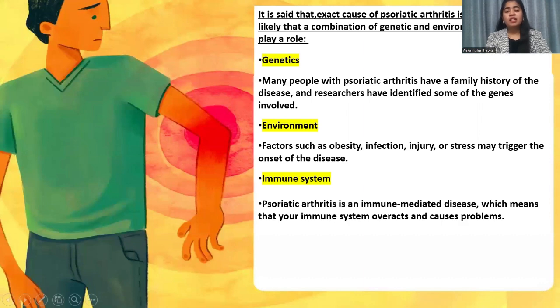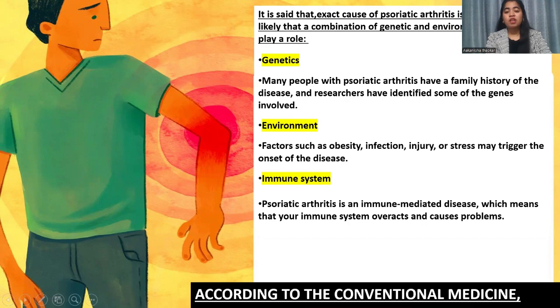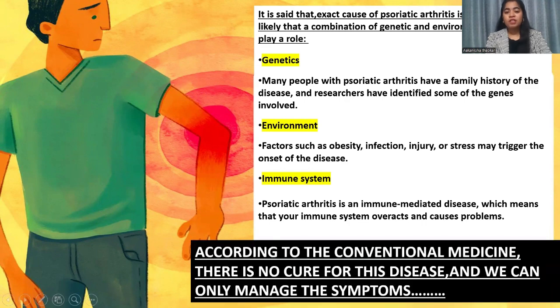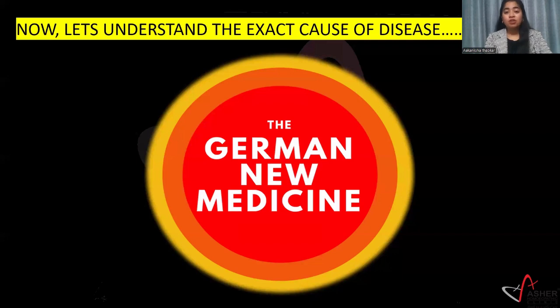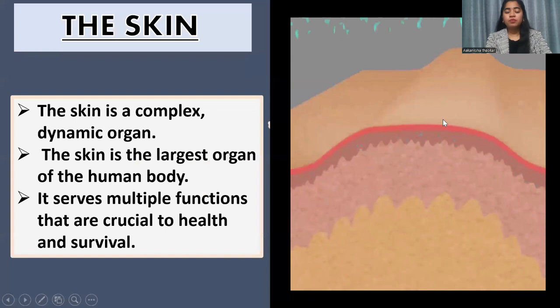It is said that the exact cause of psoriatic arthritis is unknown. It may be because of a combination of genetic and environmental factors. According to conventional medicine, there is no cure for this disease and we can only manage the symptoms. But is it so? Let us today understand the exact cause of this disease through the insight of GNM.